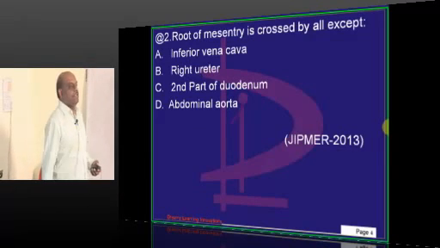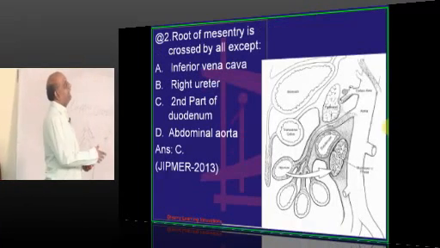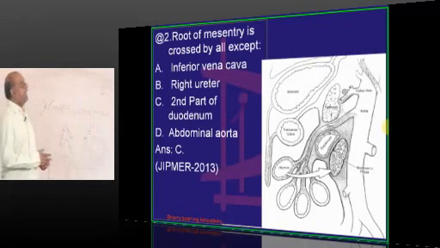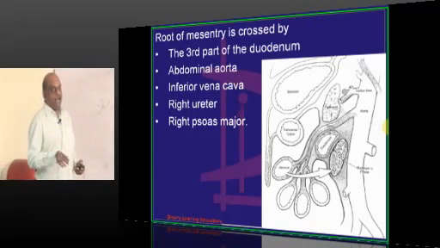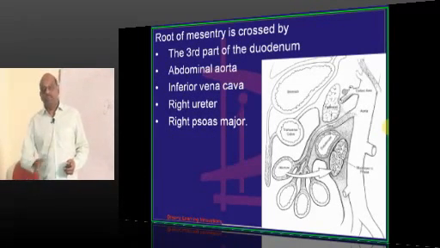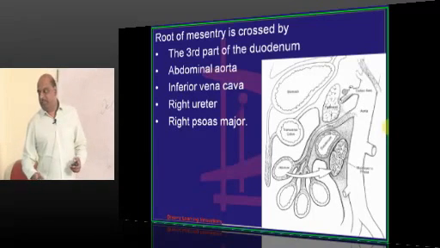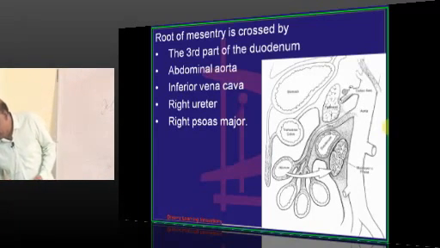Root of mesentery. This is a repeat question basically. Right ureter, IVC, abdominal aorta, right psoas are all the various structures that the root of mesentery is crossed by, is what needs to be remembered.